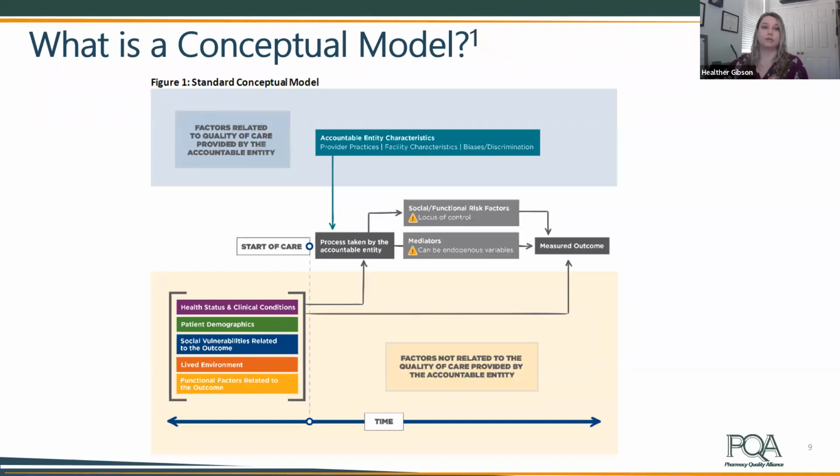And those are the ones that can be considered within the conceptual model, things such as health status and clinical conditions, patient demographics, social vulnerabilities related to the outcome of interest, one's lived environment, and functional factors related to the outcome. The important point here is that the diagram shows that these factors are present at the start of care, and that's when they are appropriate for consideration within a risk adjustment model. And really, that means that the provider is unable or limited in their ability to influence these factors, even though they may play a role in the outcome being measured.